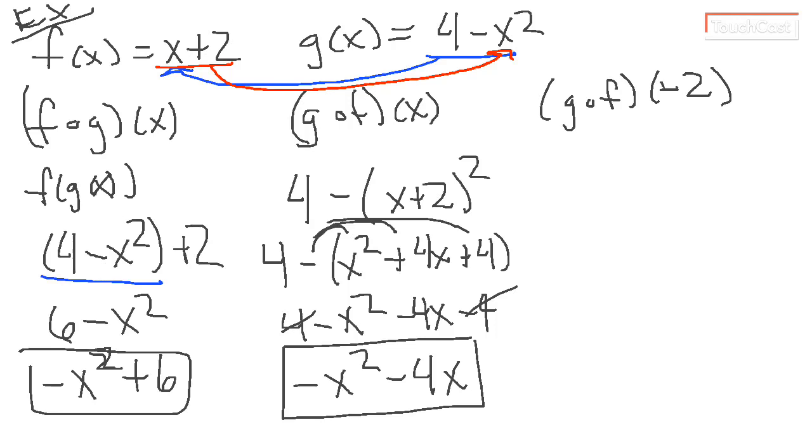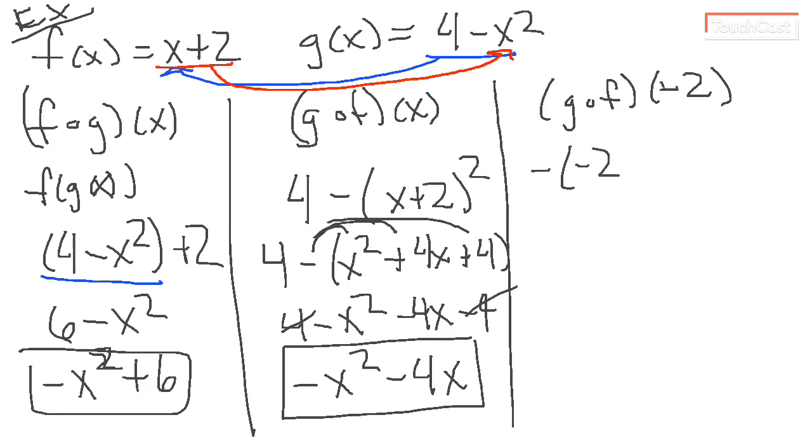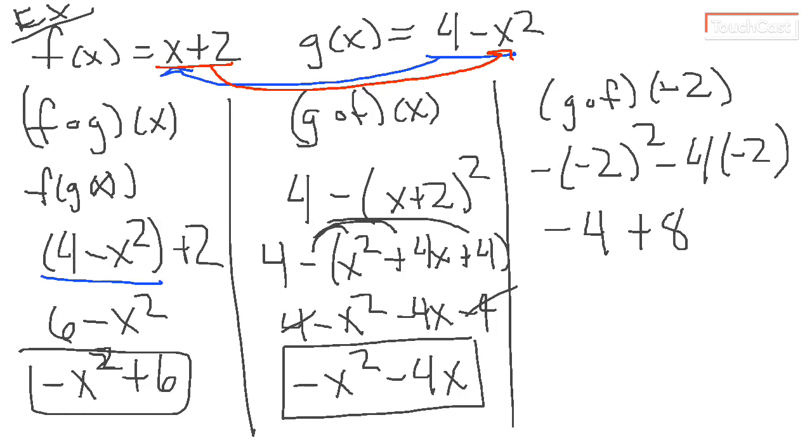And lastly, we wanted to find the g of f when x is equal to -2. We're going to take that second composite function we just found and replace x with -2. So we're going to have negative -2 squared minus 4 times -2. Well, -2 squared, that's 4. So we've got -4 minus 4 times -2 is -8. So instead of writing minus -8, I'm going to just change it straight to plus 8. And -4 plus 8 is positive 4.